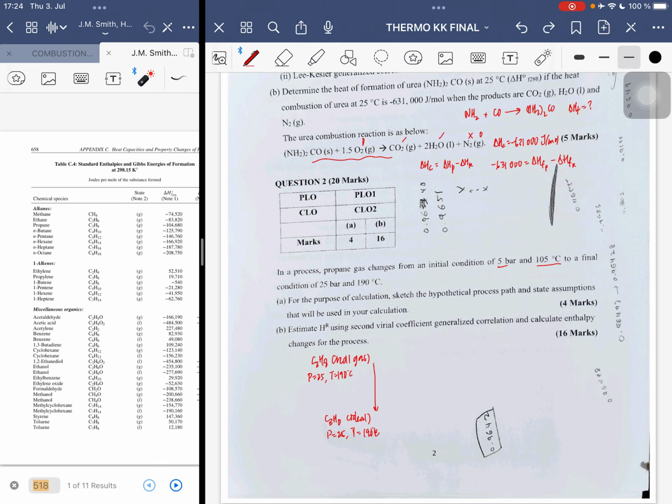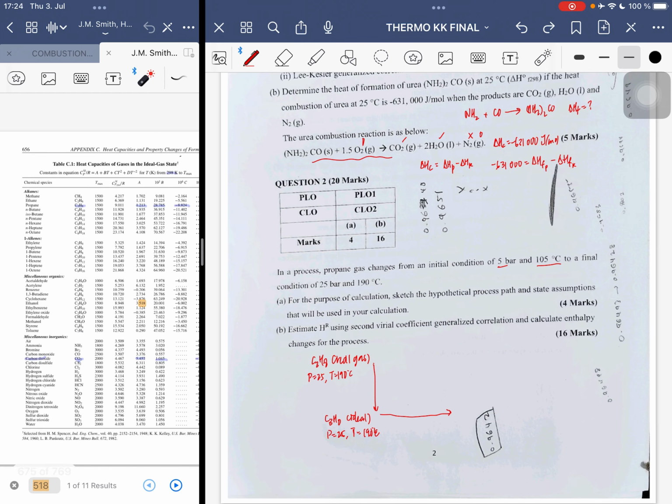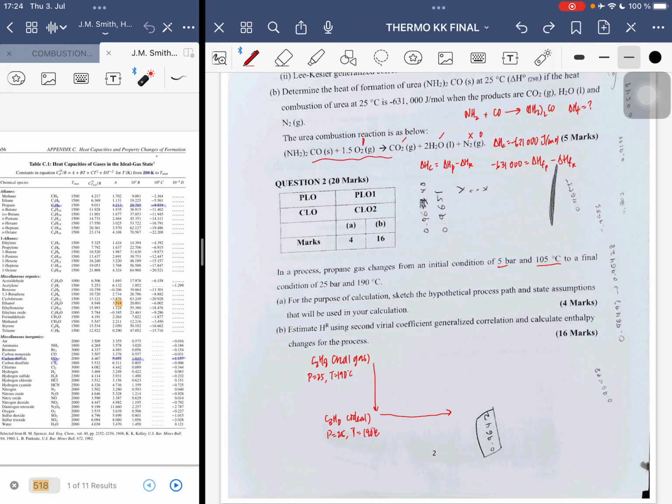And then only then can you change the temperature. Because remember when I said when you want to use the heat capacity table, you have to assume it as ideal gas state. You can only use this table when it is ideal, so that is why when you want to change the temperature, you have to make sure the state is ideal. So C3H8 ideal, P equals to 25, T equals to 190.